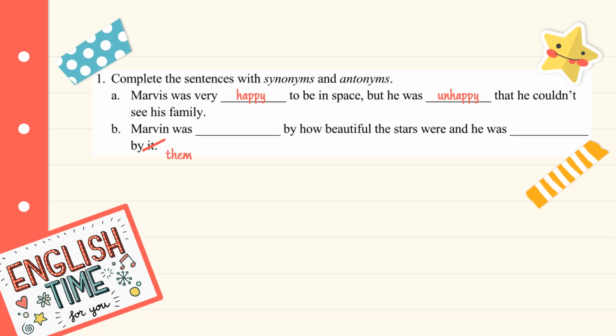Okay, now B. Marvin was blank by how beautiful the stars were. Was surprised by how beautiful the stars were. And he was because the connector is and. So the answer must be the synonym of surprised. Amazed by them. Marvin was surprised by how beautiful the stars were and he was amazed by them.